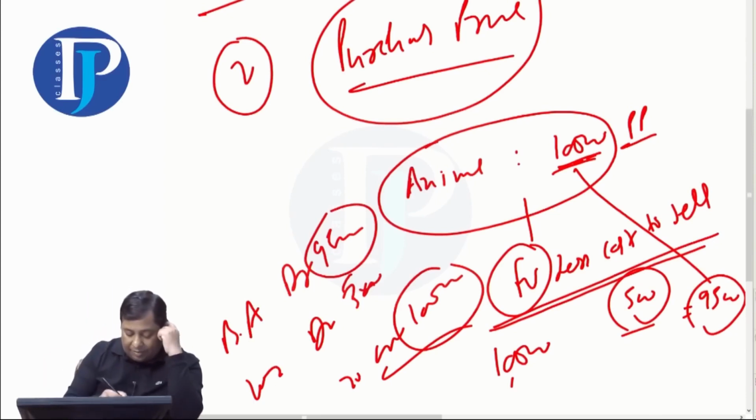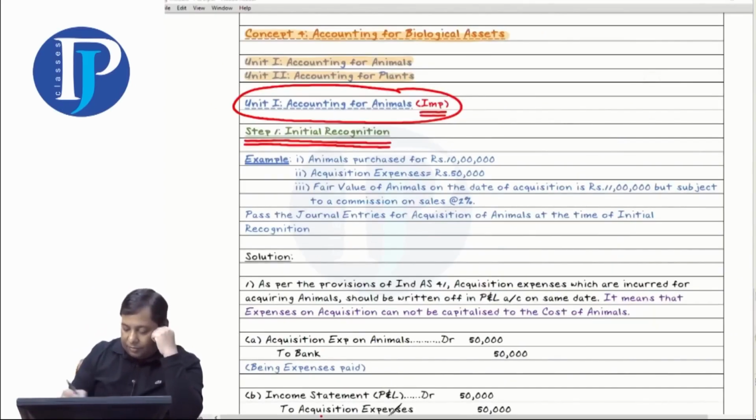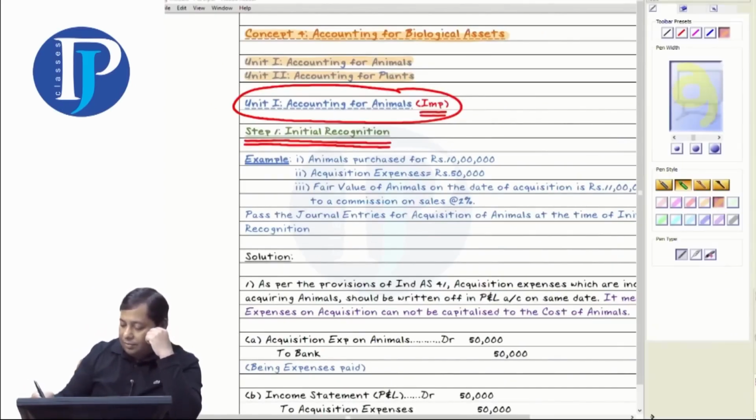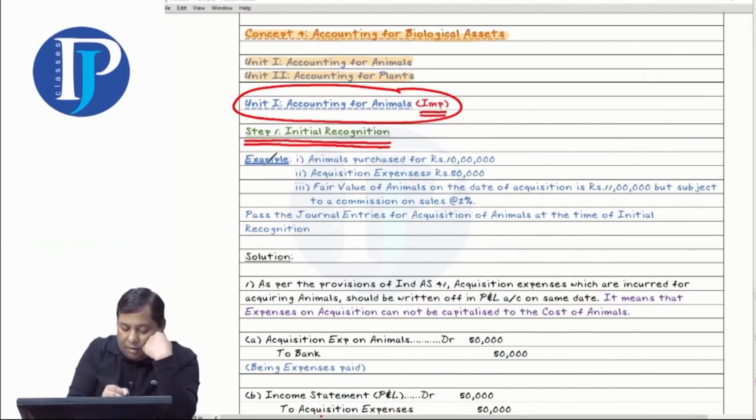As I explained already, look, I gave you a proper example in class. I told you to write it in your notebook. I bought an animal for 10 lakhs. The acquisition costs have come up to 50,000 rupees. This will all go into P&L. This is confirmed.